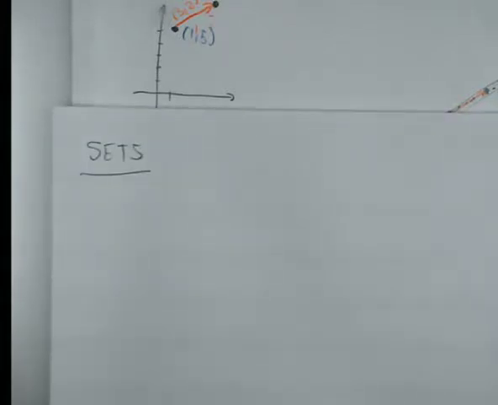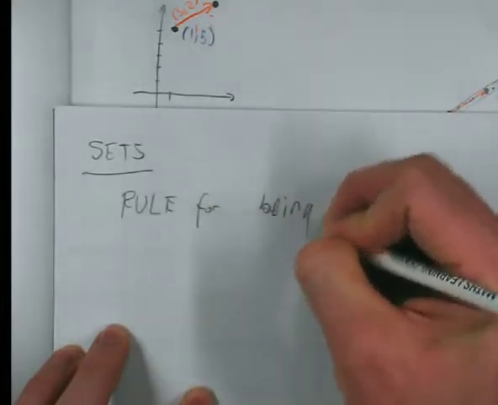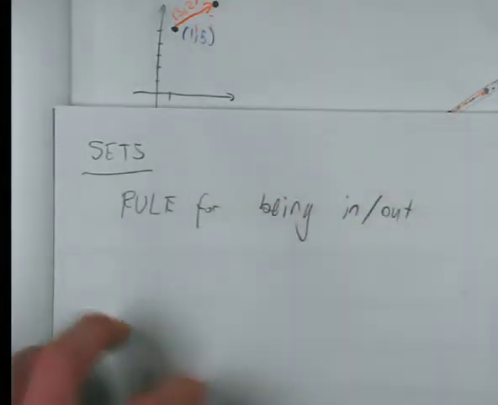So, a set is the most fundamental of all mathematical things. That means we have to define it in terms of other vague words because it's really basic. There's nothing below it. So a set is a collection of objects for which there is a rule for telling whether the object is in the set or not in the set. That is the fundamental property of a set. There is a rule for telling whether things are in or out. Okay, so a rule for being in or out.